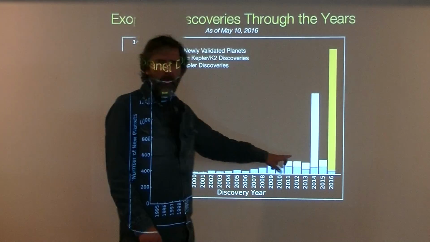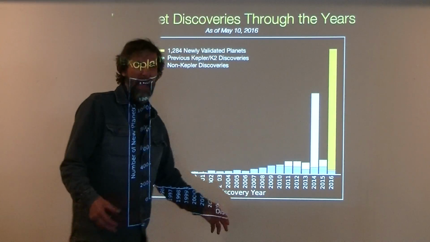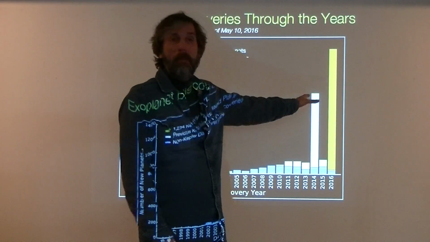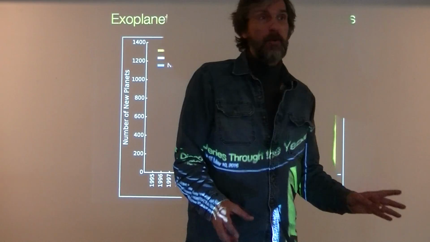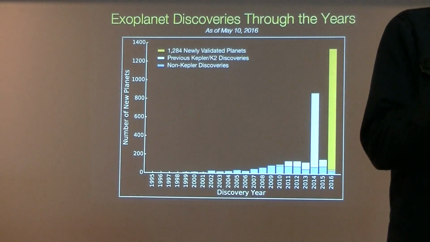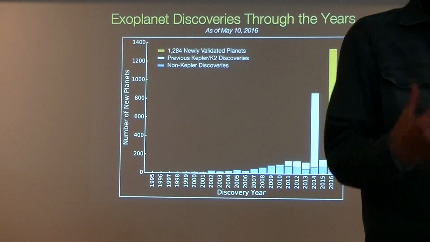Oh my God. Kepler is all the white stuff and the yellow stuff. So you're adding about 50, 75 planets a year. Kepler goes up and boom! You're adding thousands of planets on an annual basis. So this is why Kepler is so important. It takes a sample from a few hundred up to a few thousand outside the solar system.